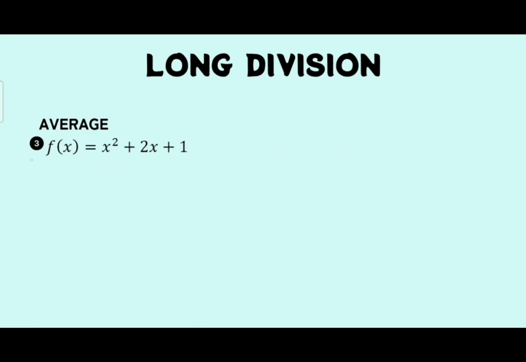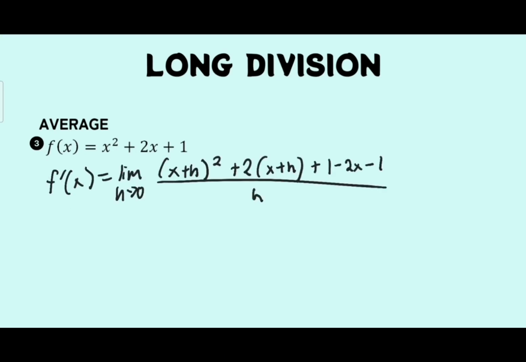For the next problem, which is f of x is equal to x squared plus 2x plus 1, we follow the same process wherein after substitution and expansion, we get the limit as h approaches 0 of x plus h squared plus 2 times x plus h plus 1 minus x squared minus 2x minus 1 all over h.